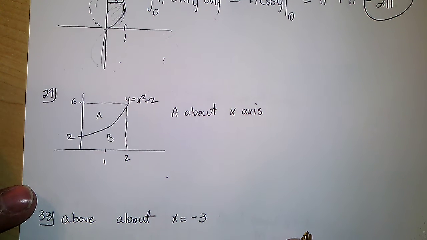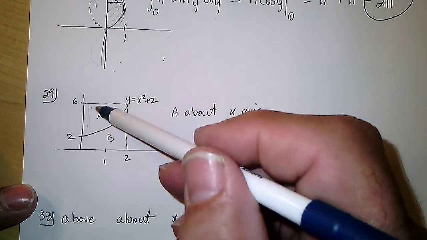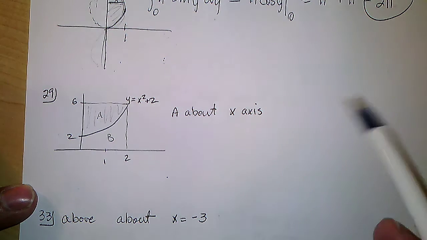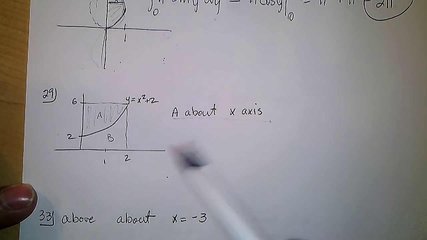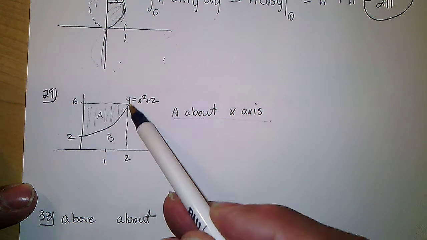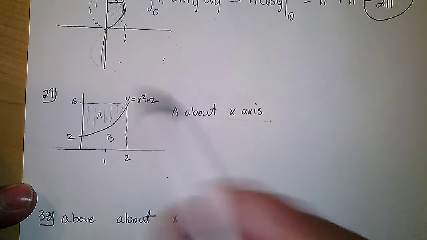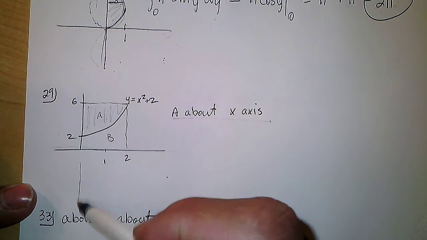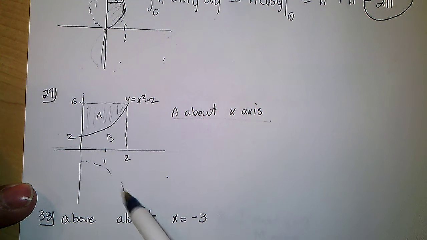Problem 29. So region A is up here, and we're supposed to take it about the x-axis. So if A is here and we take it about the x-axis, its image will be down here.